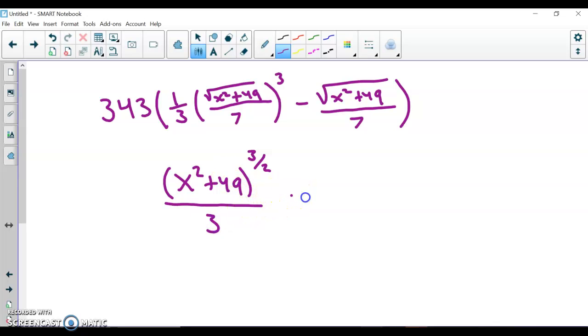Over here, notice the 7 is just alone, not being cubed. So we've got 343 divided by 7, which makes 49 as the coefficient. And then we've got the x squared plus 49.